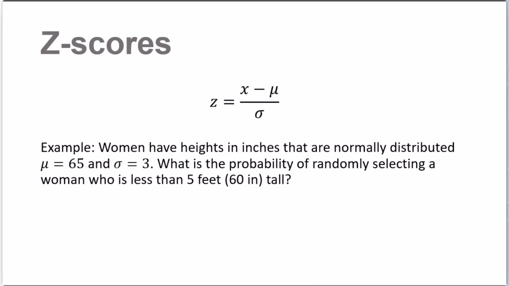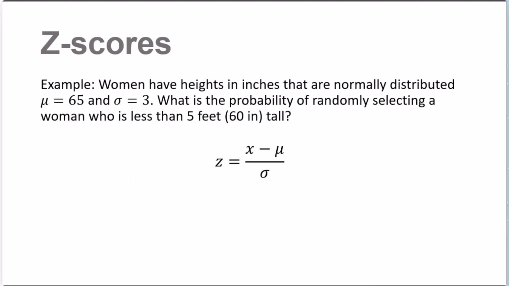So here's an example. Women have heights that are normally distributed with a mean of 65 inches and a standard deviation of 3 inches. So that gives us a random variable that is normal, but it doesn't follow the standard normal distribution since the mean and standard deviation are not 0 and 1. What's the probability of randomly selecting a woman who's less than 5 feet or 60 inches tall? So we can take that 5 foot or 60 inches value and standardize it within this population by turning it into a z-score. So we're going to do this calculation here.